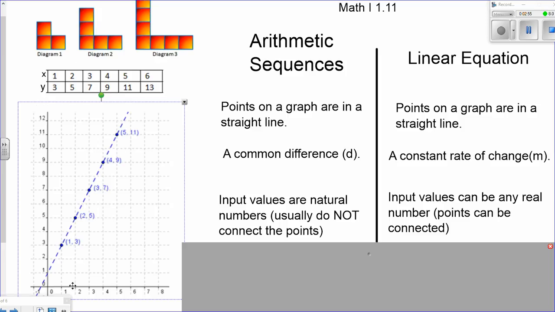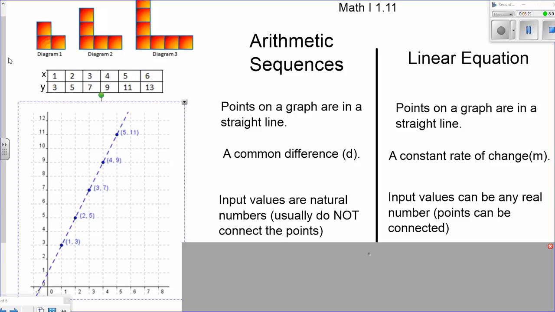So when we look down here at 1.5 on the x-axis, and we work our way up the graph, there is no 1.5. So there should be no points plotted or no line connectivity here, because input values are only considered the natural numbers. We generally do not even have a figure 0. We always start with figure 1 in an arithmetic sequence.